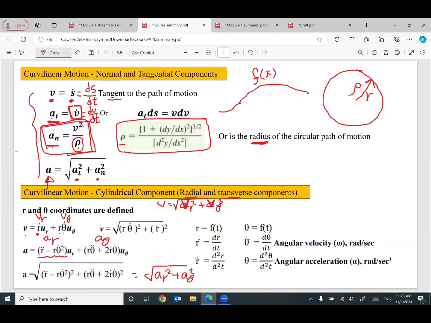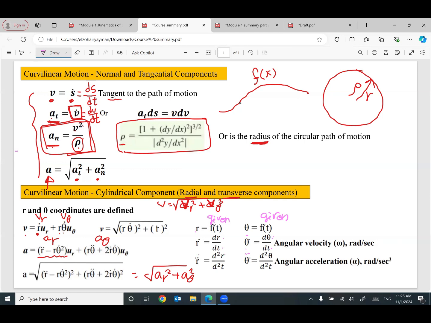But keep in your mind what you mean by theta dot, theta double dot. Theta will be given most of the time. Theta dot is the first derivative of theta with respect to time. Theta double dot is the second derivative of theta with respect to time. R will be given as a function of time. R dot will be the first derivative of R with respect to time. R double dot will be the second derivative of R with respect to time.